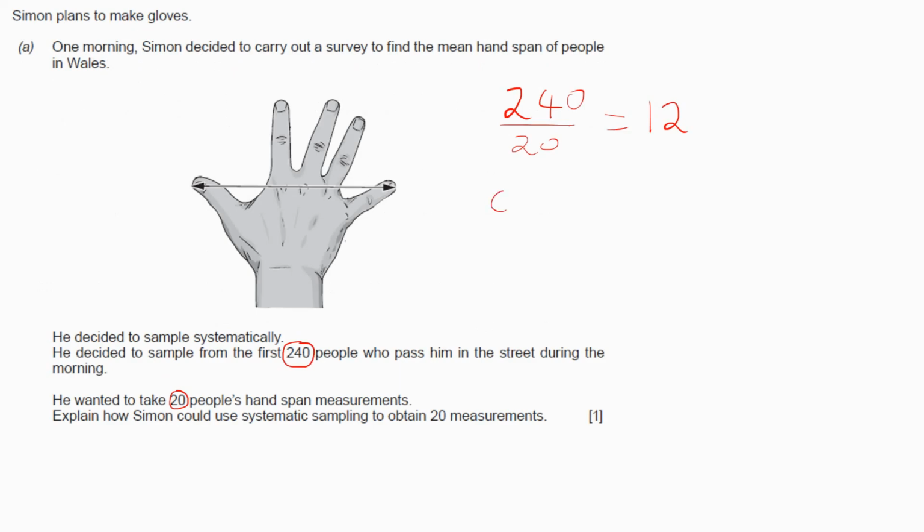So he could choose every 12th person who passed him. And he could start from the first person.